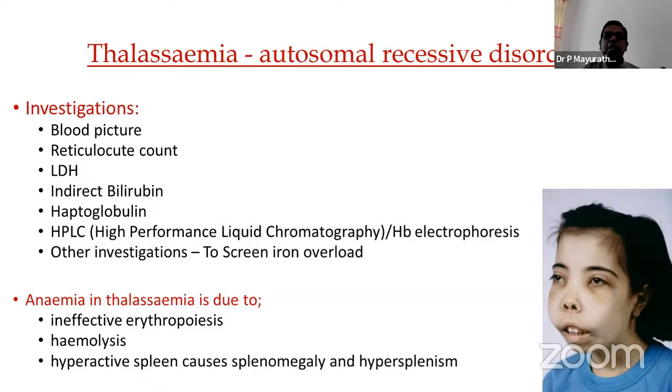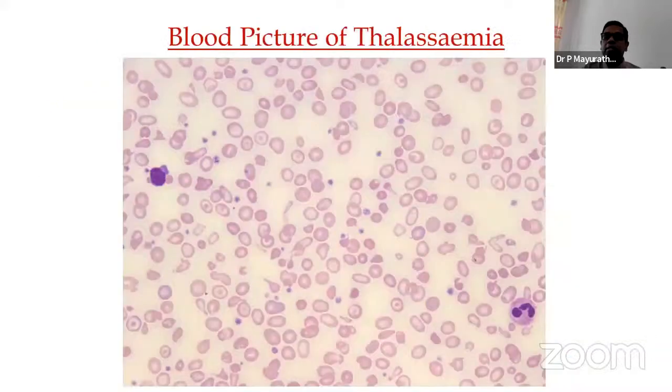And if you do the X-ray, you can see hair on end appearance. These are some of the features of thalassemia major patients.